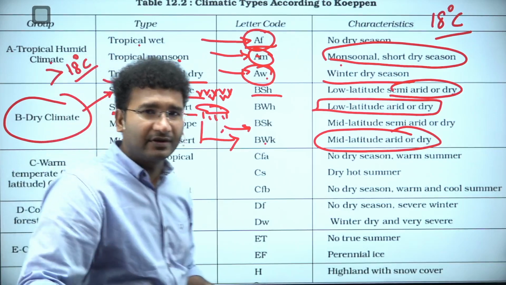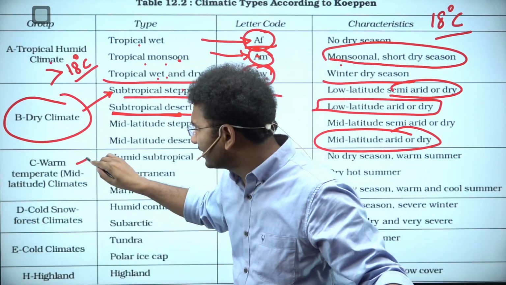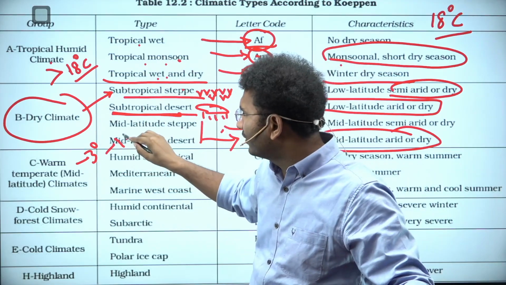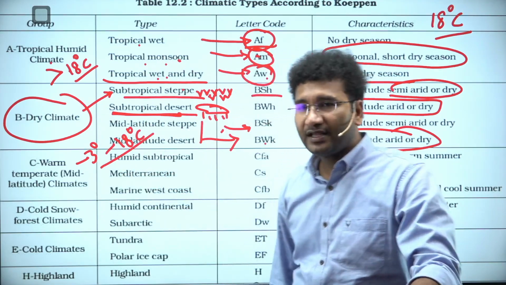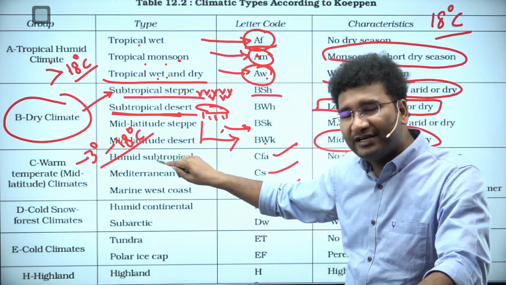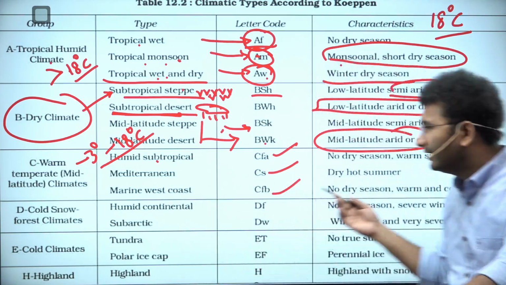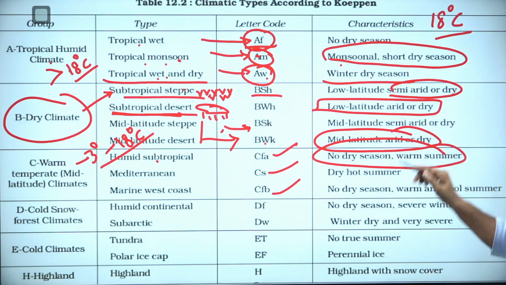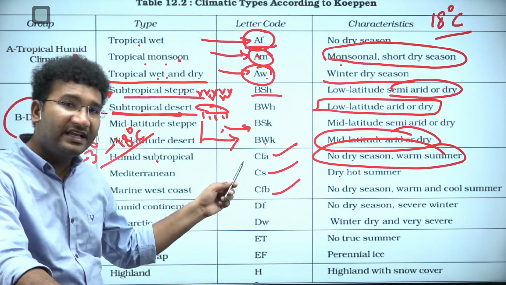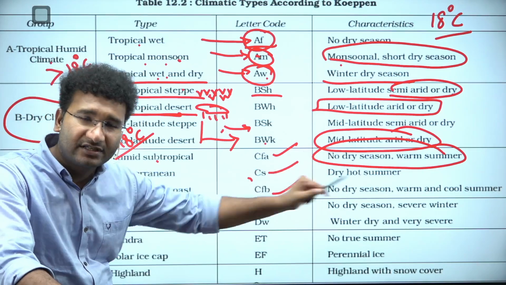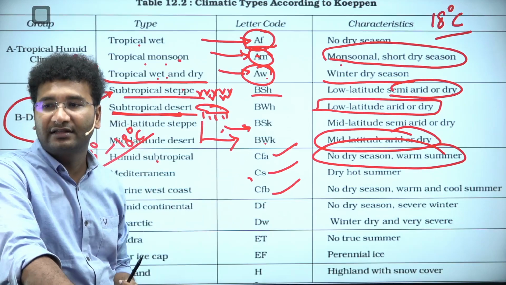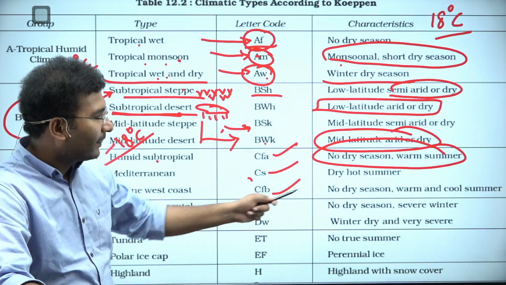Now come to C type. C types are those areas where the temperature is greater than -3 and up to 18 degrees Celsius, right? Now he says that Cfa, Cs, Cfb, for which humid subtropical is said. Humid subtropical means there is no dry season or warm summer, right? He also gave Cs. Cs means dry hot summer. Like that, he also gave other types of climate, that is Cfb, no dry season.